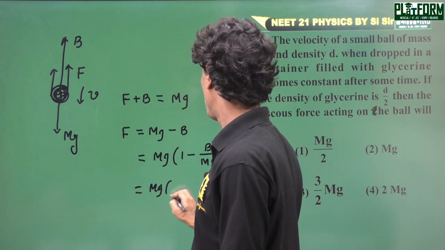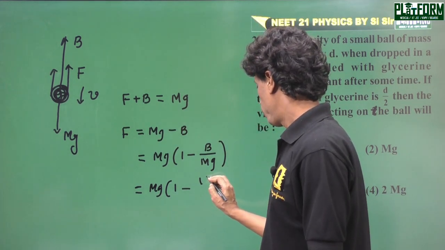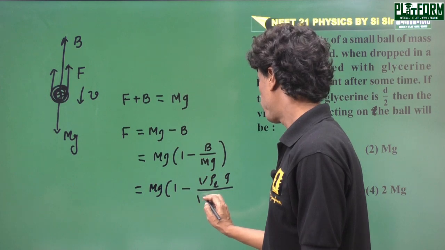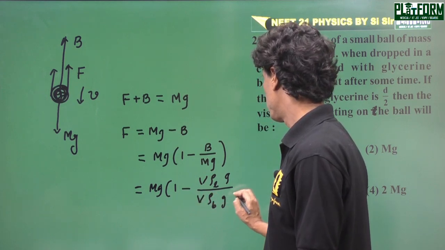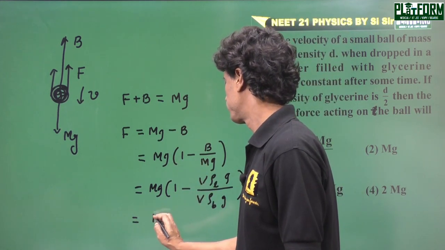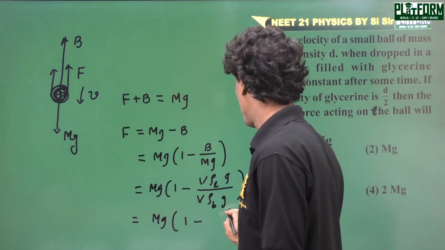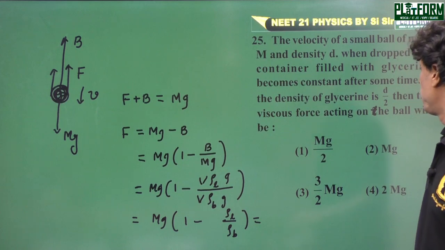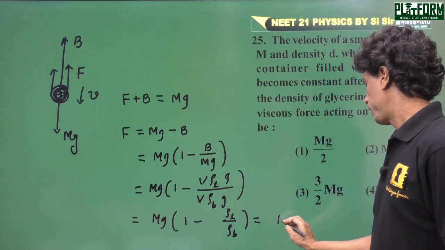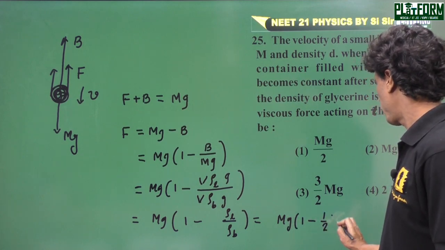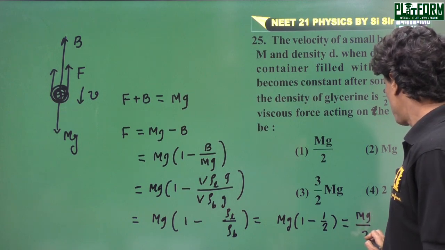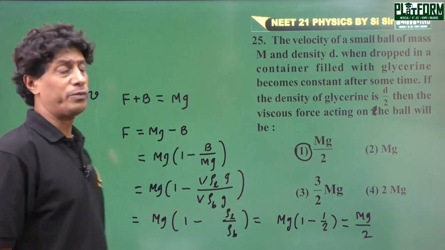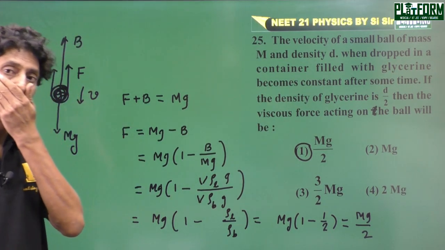and you know it is mg times 1 minus B by mg. B is volume of the body, density of the liquid into g, and mg is volume of the body, density of the body into g. Finally, mg times 1 minus rho l by rho b, and it is given in the problem density of the liquid is d by 2 and density of the body is d. So very simple, it is 1 minus half, and finally the answer is mg by 2, and the correct option matches with 1, and the problem is taken from viscosity and particularly from the terminal velocity.